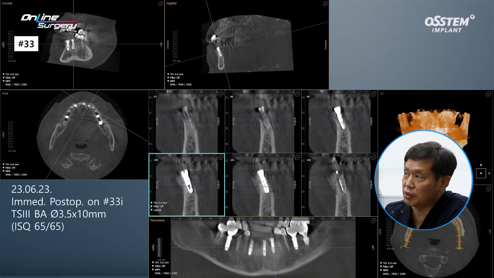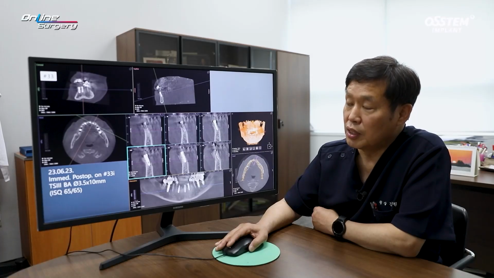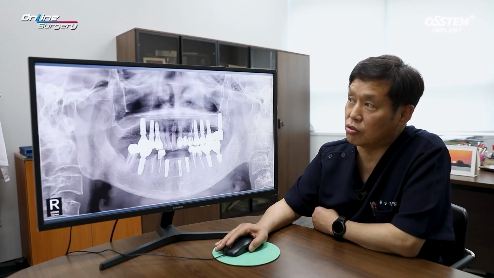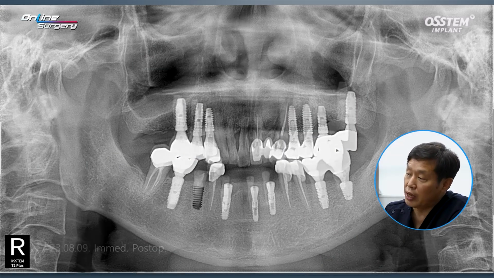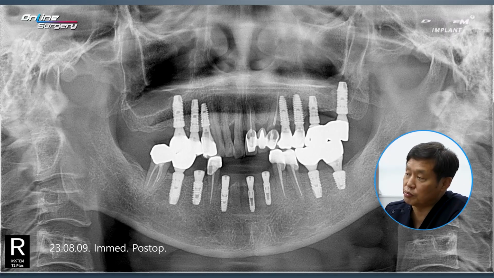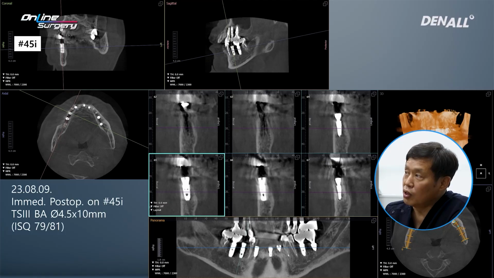The ISQ value is comparatively low here, with not so favorable primary stability. In 45, immediate implant placement was planned, and this is after surgery. A 4.5 by 10 mm implant was placed, and the bone grafting was done in the gap using A Oss.